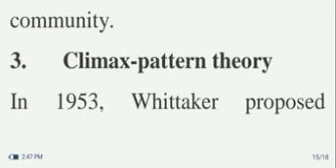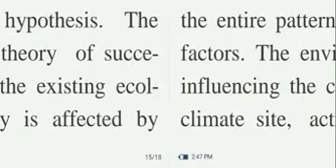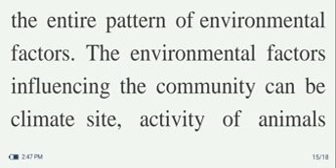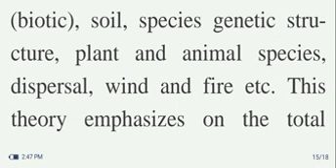Then climax pattern theory. In 1953, Whittaker proposed the climax pattern hypothesis. The climax pattern theory of succession holds that the existing ecological community is affected by the entire pattern of environmental factors. The environmental factors influencing the community can be climate, site, activity of animals, biotic factors, soil, species, genetic structures, plant and animal species, dispersal, wind and fire, etc.